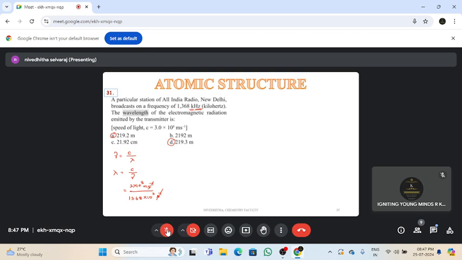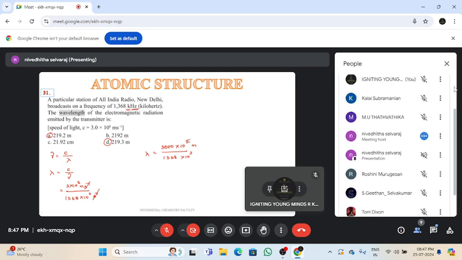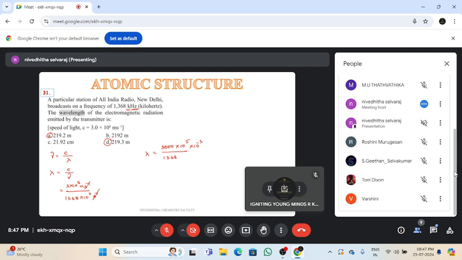So this 3 into 10 power 8 can be written as 3000 into 10 power 5 meter divided by 1368 into 10 power 3. So this 10 power 3, I can take it to the numerator, so into 10 power minus 3. So 3000 divided by 1368.